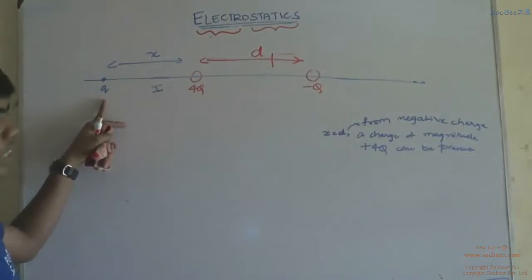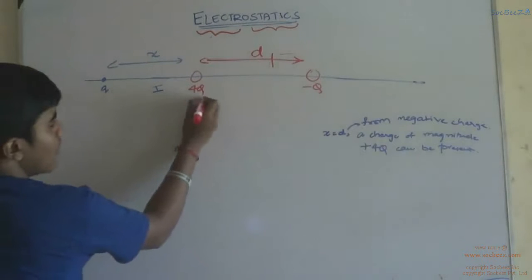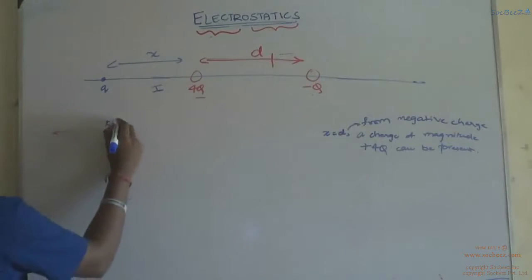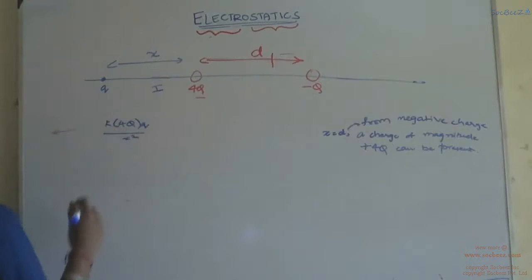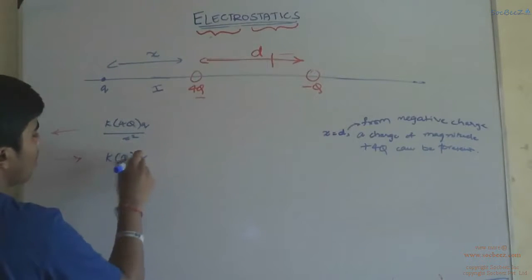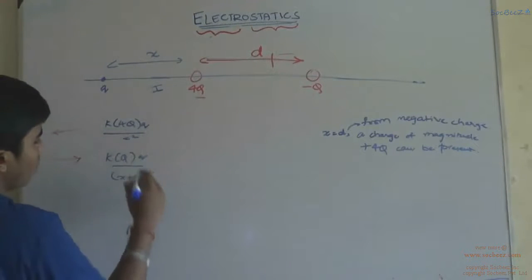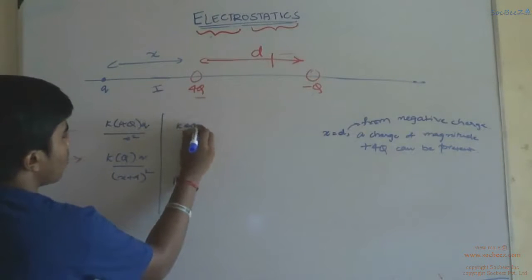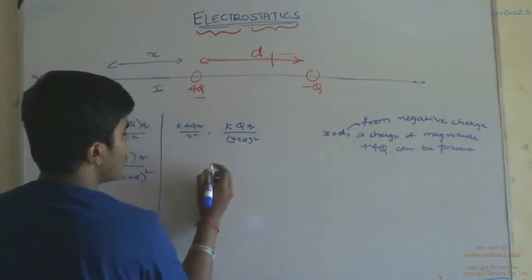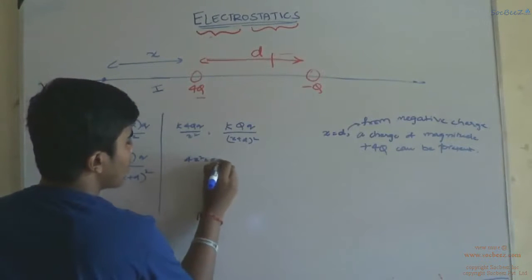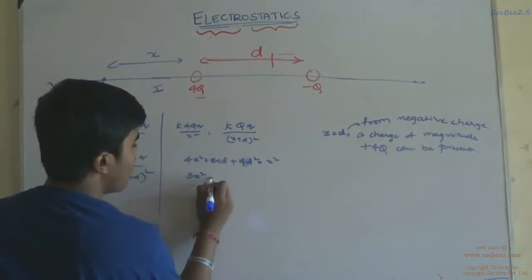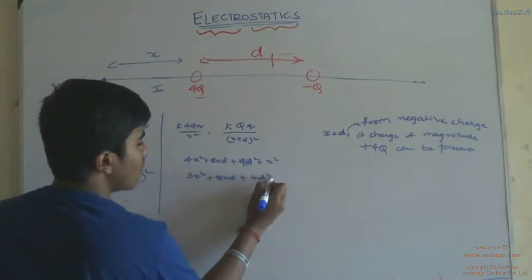Now if the net force on this charge is 0, what is the force by this charge on this particle? This is in this direction, and equal to k times 4q into q by x square, and the force by this is in this direction and equal to k times q by (x plus d) square. So for them to cancel, k times 4q q by x square should be equal to k times q by (x plus d) the whole square, which means 4x square plus 8xd plus 4d square should be equal to x square. 3x square plus 8xd plus 4d square is equal to 0.